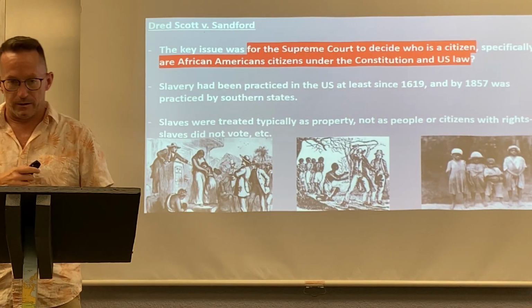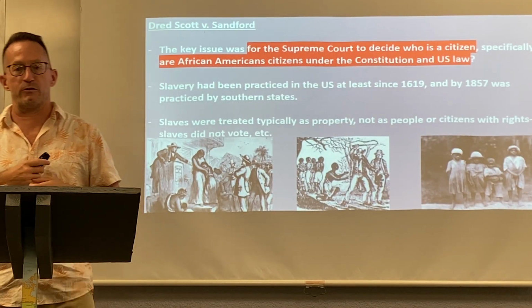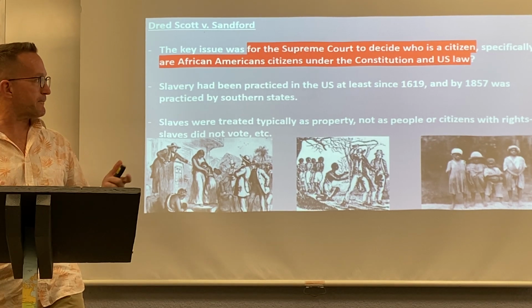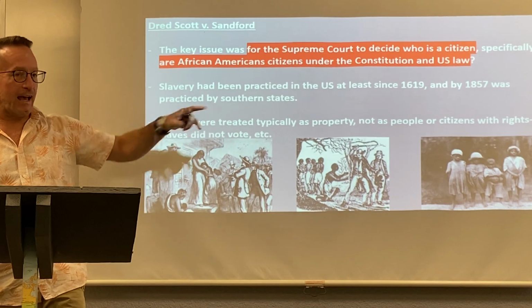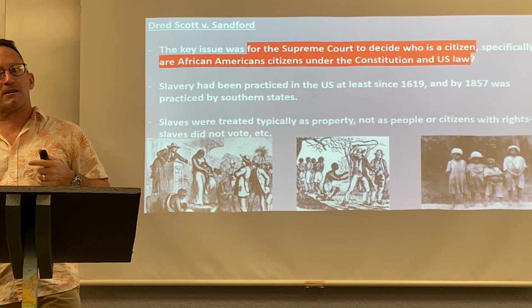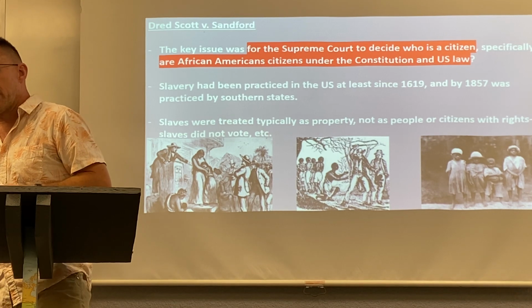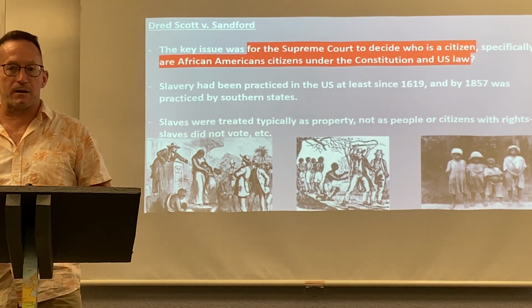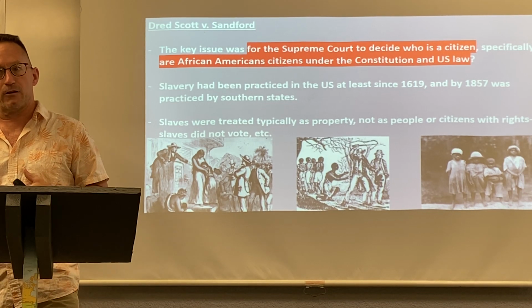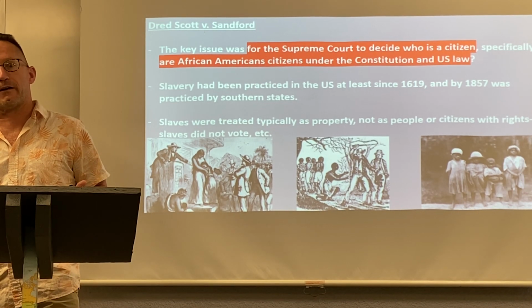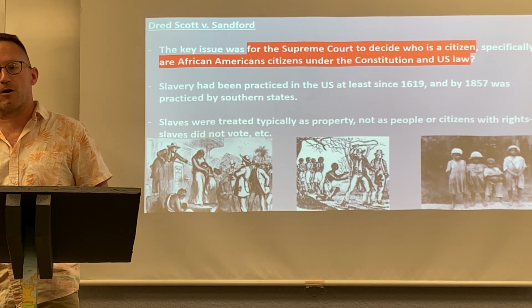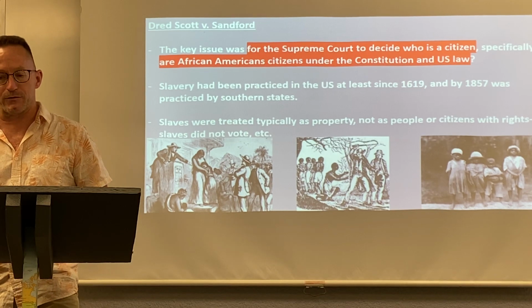All right. The importance of the Dred Scott case, it was all about deciding who's a citizen of the United States and who isn't. This case is going to run from the 1840s to 1850s. It's going to take a long time for this case to be determined. If we remember back from a couple lessons ago, slavery in the United States started in 1619. So really, as soon as Europeans start coming to the United States, slavery is a part of United States life.